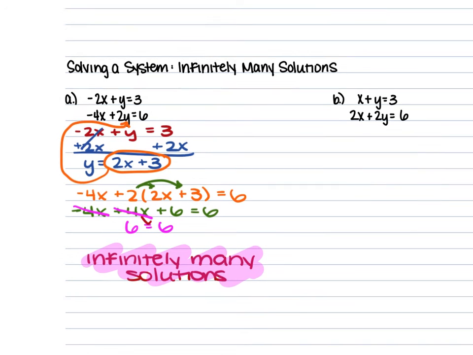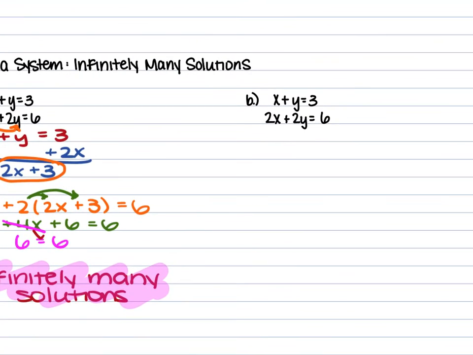For B, we have x plus y is equal to 3, and 2x plus 2y is equal to 6. Now with this top equation, I'm going to choose to multiply this top equation by a negative 2, so that way I can cancel things out here. So I'm going to have negative 2x minus 2y is equal to negative 6, as well as a positive 2x plus 2y is equal to 6.